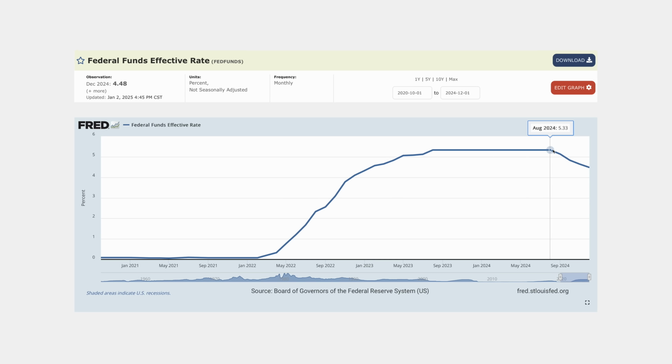This is a short-term and overnight rate that really only applies to banks. It does have a lot of influence on other forms of debt, but the Fed funds rate is the only one the Fed outright controls. The Fed has lowered the Fed funds rate, which was effectively around 5.3% in August of 2024, and as of December of 2024 was around 4.5%.